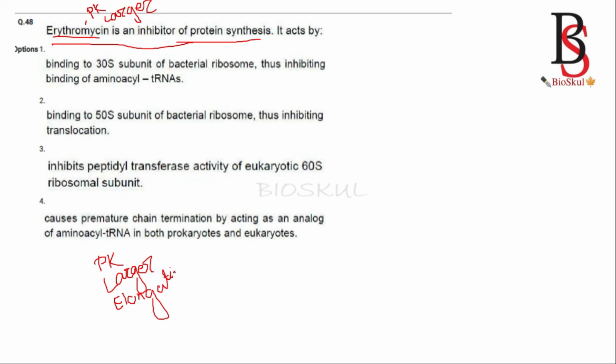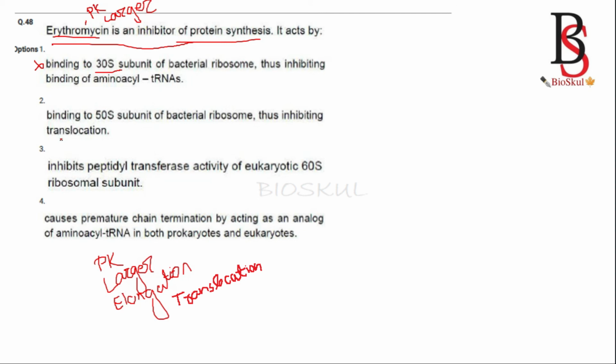So let's see the options. Binding to the 30S subunit of the bacterial ribosome? No, because it binds to the larger subunit of prokaryotes, that is the 50S subunit, not the 30S subunit. So this one is wrong. Binding to the 50S subunit of the bacterial ribosome, thus inhibiting translocation.